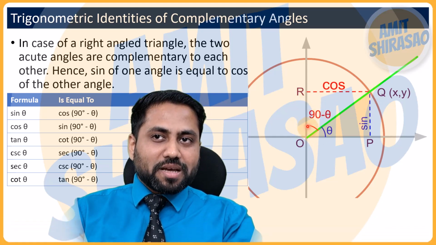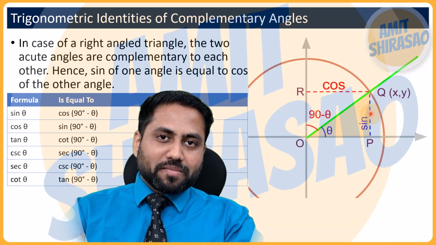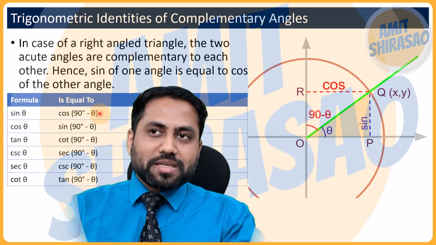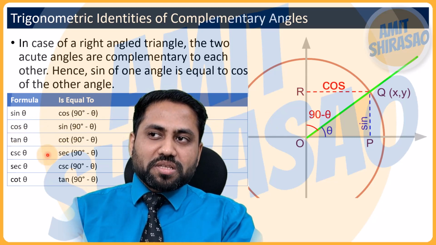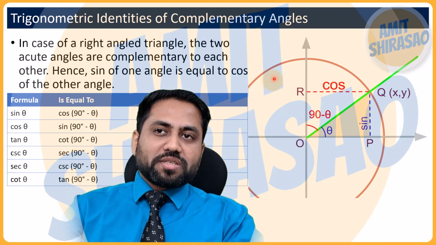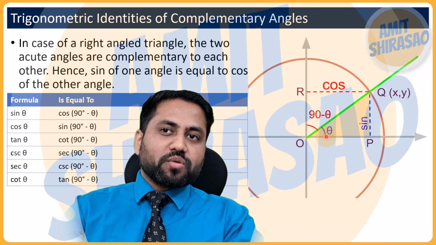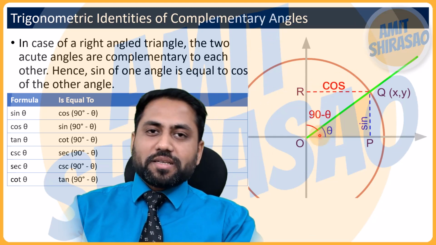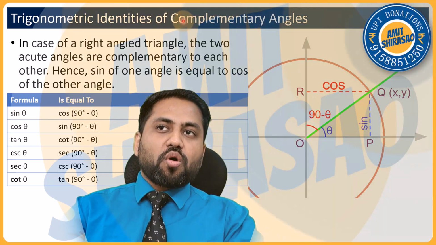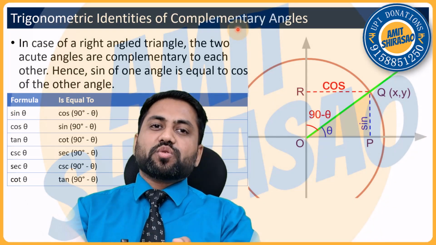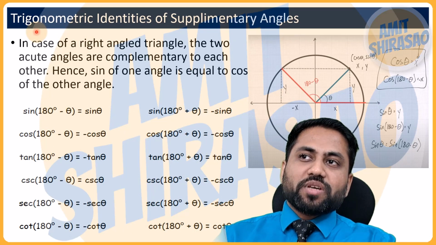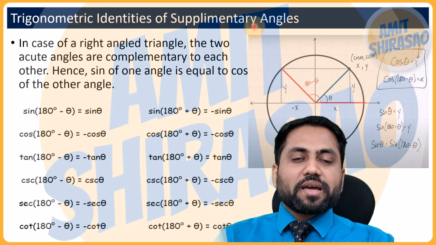hypotenuse, but this side and this side are equal, right? And that's why you can say that sine theta is equal to cos 90 minus theta. Got the idea? Similarly, you can calculate all these formulae based on this particular diagram. Okay, so this diagram is using two angles whose addition is 90 degrees, and that's why these trigonometric identities are for complementary angles, means angles whose sum is 90 degrees. Got the idea? Okay. Similarly, we have trigonometric identities for supplementary angles also.